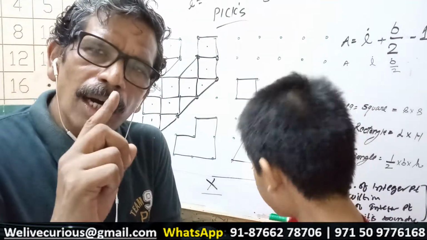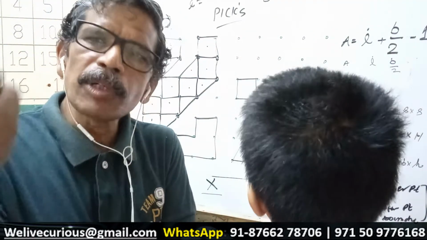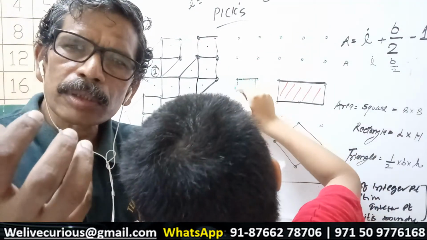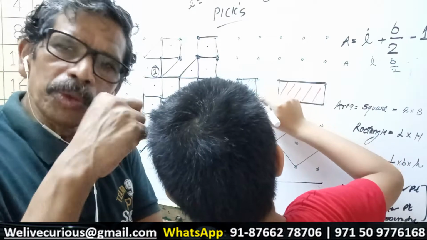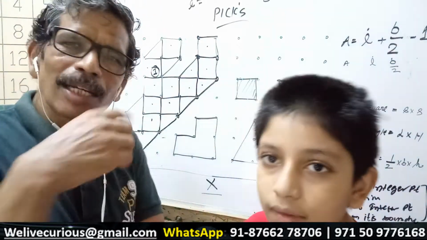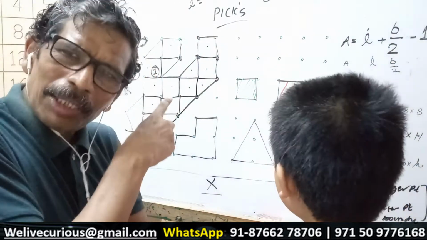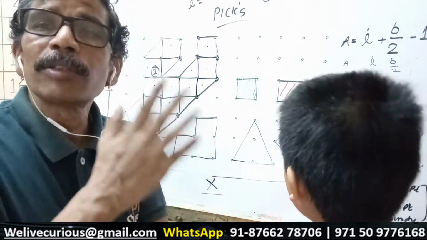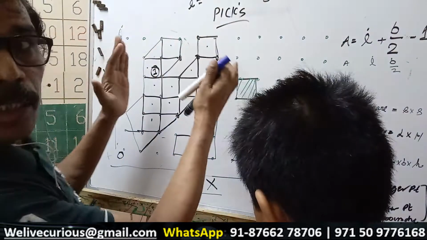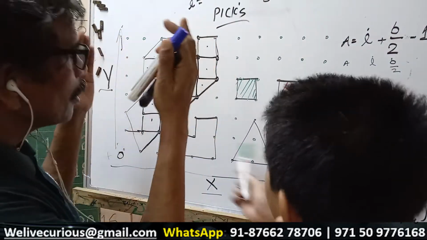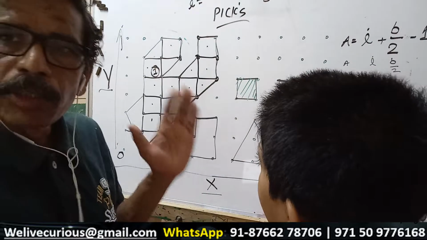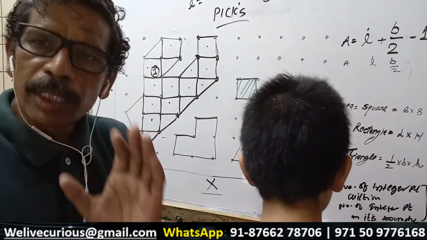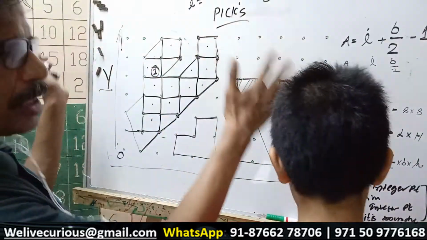But those tools are used by big boys. They will not tell you how to use that. But I am here to give you those tools. So those tools you use now. Pick's theorem is one of such tools that can be used by you right now, and it will be so easy to calculate the area of this kind of figure. We will call it a polygon, and Pick's theorem is used where you have a chart paper.